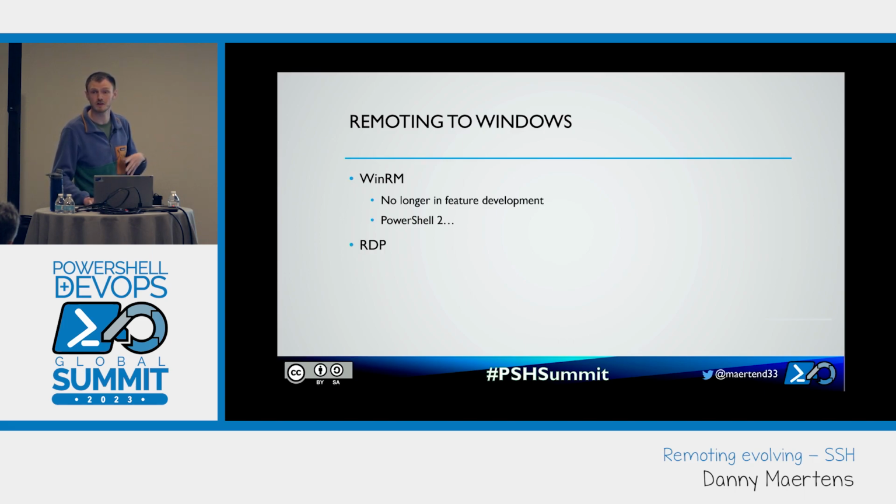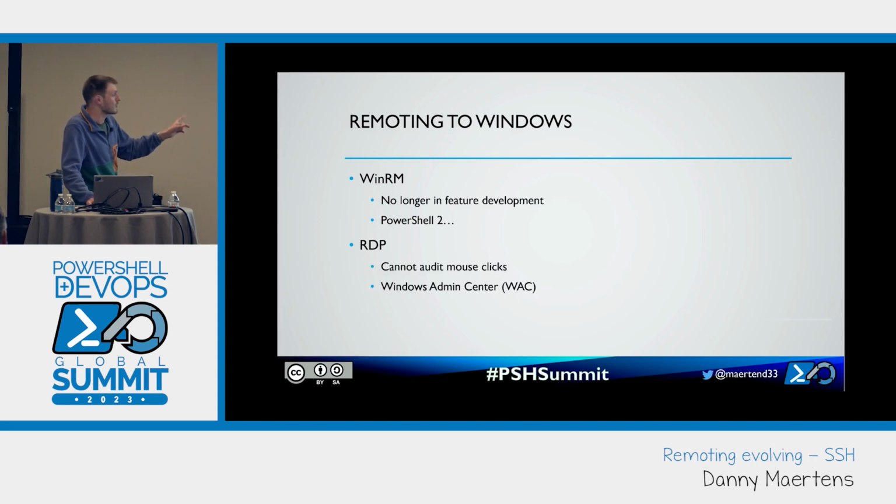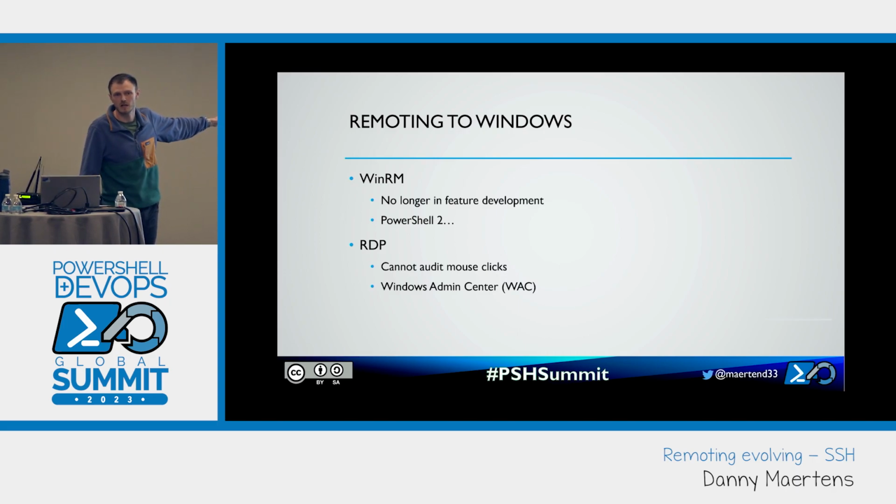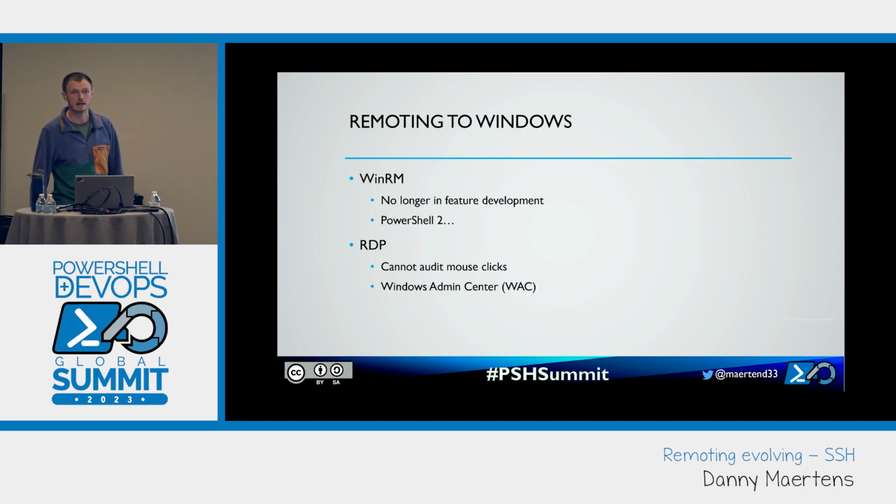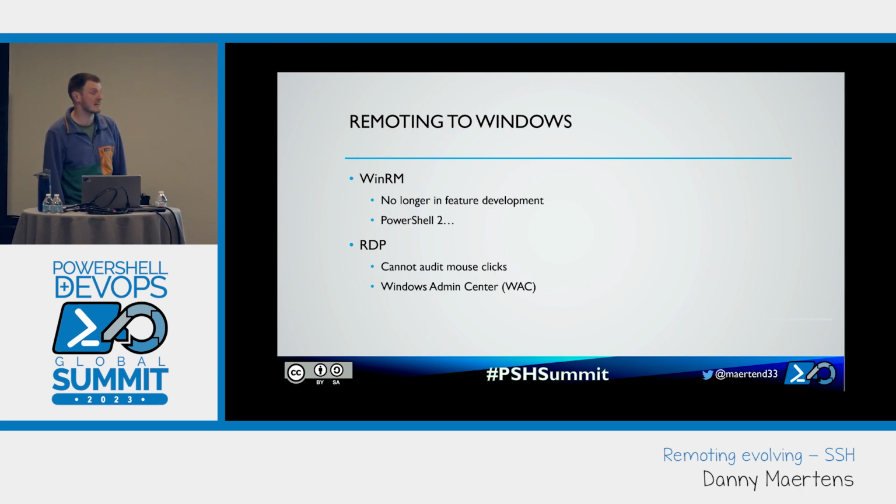We also have this other remoting protocol, RDP. A lot of folks will use RDP to connect to their servers. If you ask me, they shouldn't be. With RDP, you cannot audit mouse clicks. And you can only have one user connected at a time. And if you want to use a GUI, and that's probably the only reason you're still using RDP at this point, you should look at Windows Admin Center. We're not going to spend any time on that today, but you should check it out. It's a fully PowerShell-backed GUI experience. And anything you do in Windows Admin Center, I think about 95 to 98% of that is backed by PowerShell commands, and that's what's being executed behind the scenes. And so it's all still auditable.